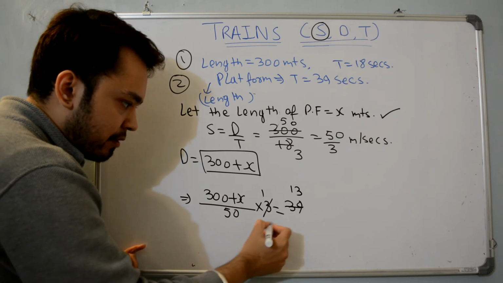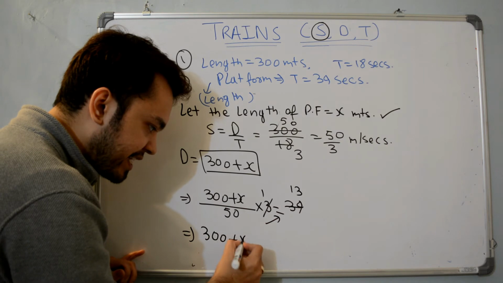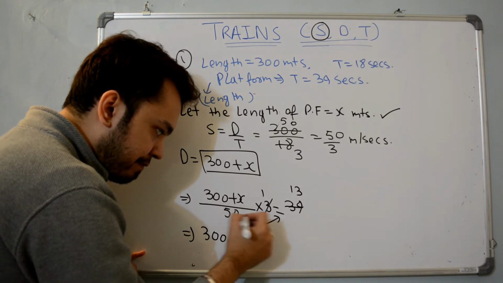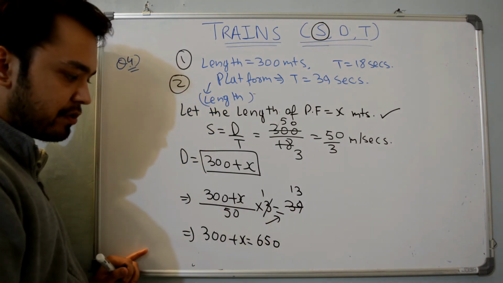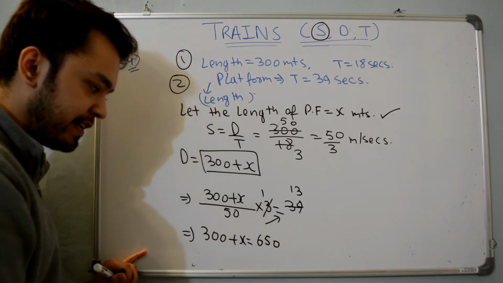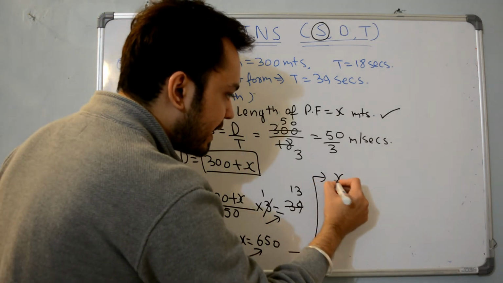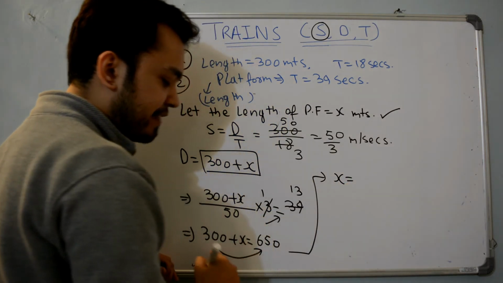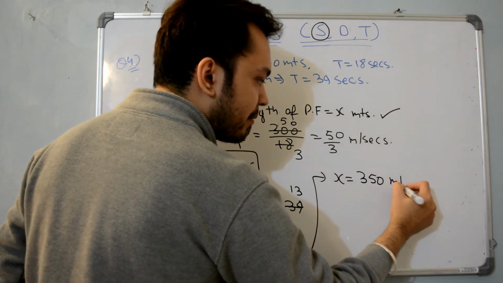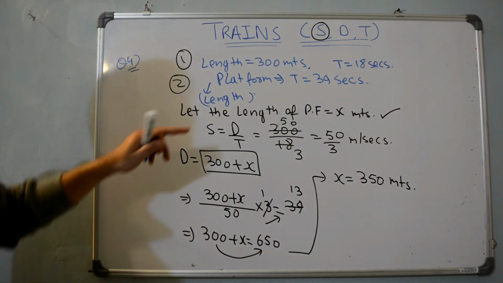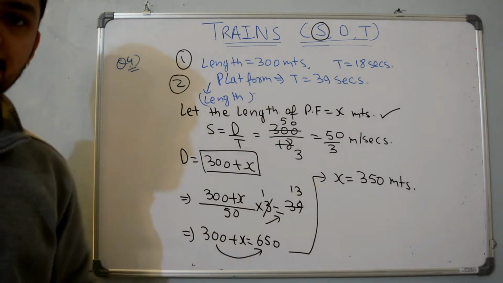Now 50 will be cross multiplied with 13. So it will come out to be 300 plus x will be 5 into 13 is 65, and the 0 will be carried with it. So 300 plus x is equal to 650. Now we will take our 300 on the right hand side and we will get our x as 650 minus 300, that will be 350 meters, and voila, we have found the length of the platform to be 350 meters.